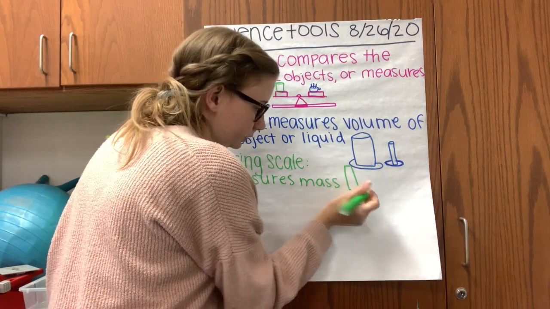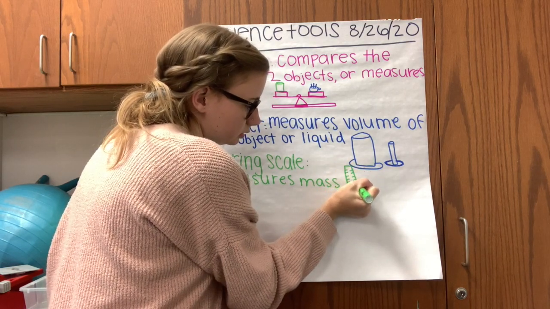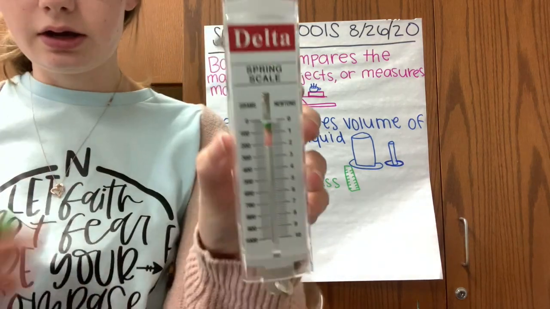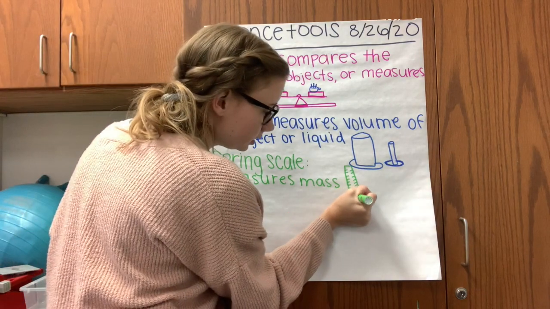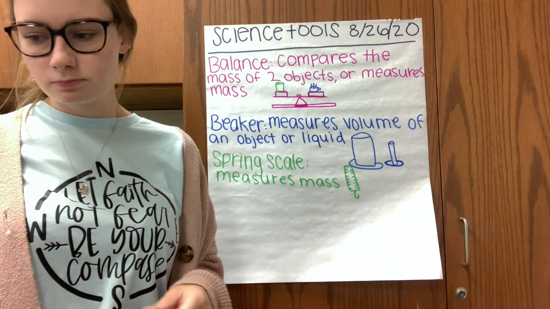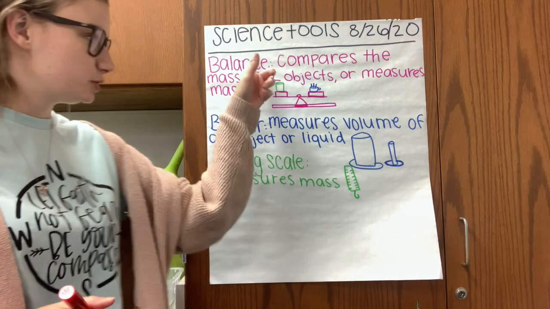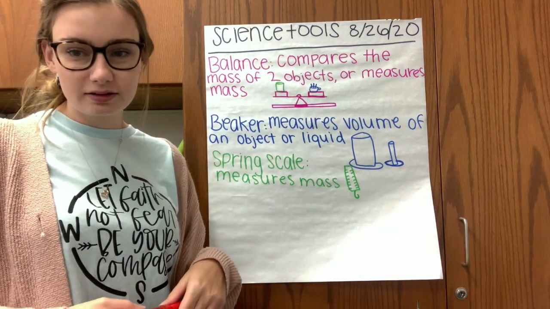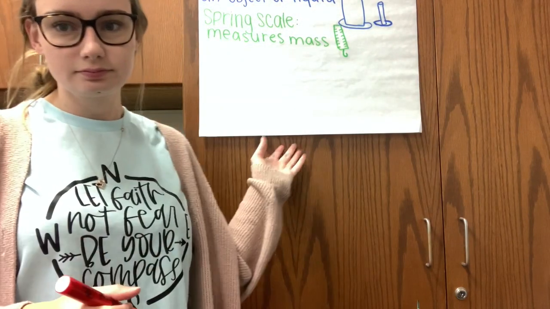So I'm going to draw the lines like you saw here. And then I'm going to draw a little hook on the end. There's our spring scale. All right, we have 2 more. Make sure you have all this written down so far. I'm going to move my paper up. That way I can write better. All right.